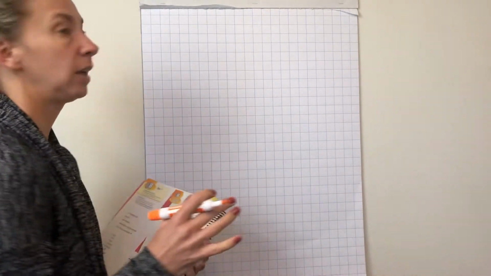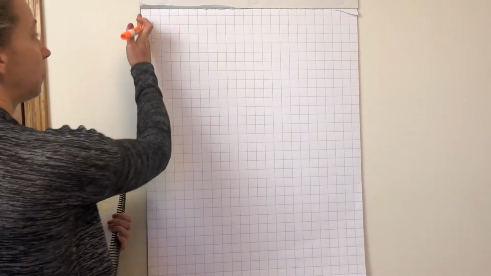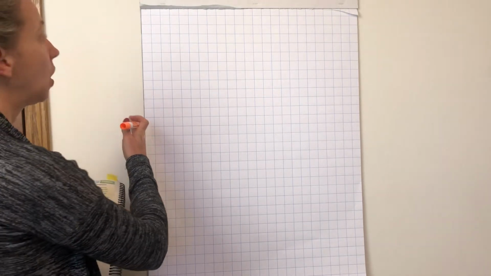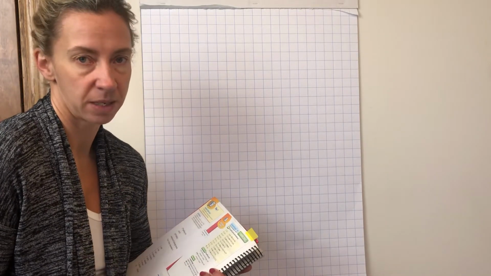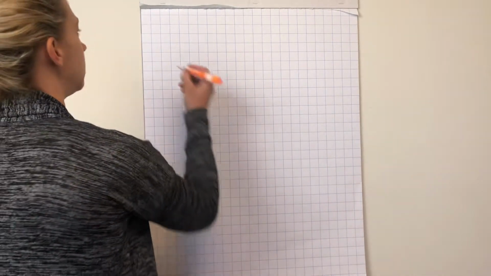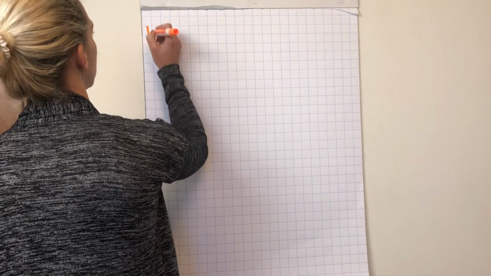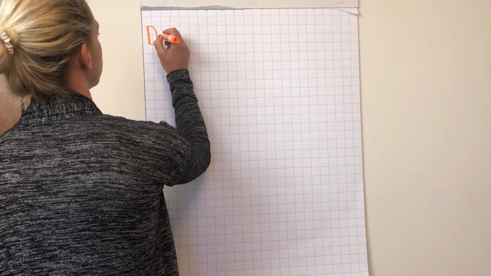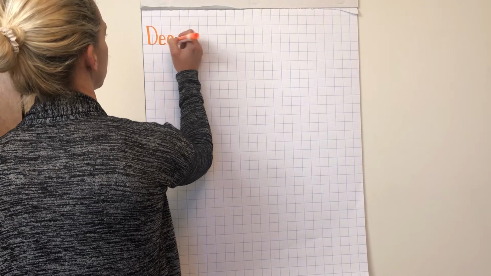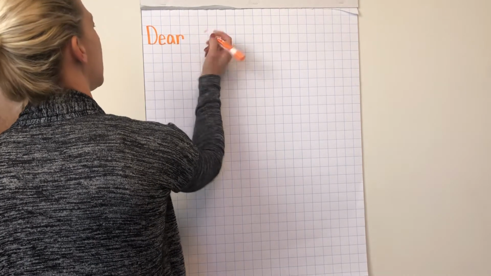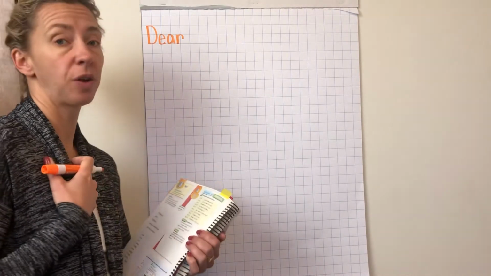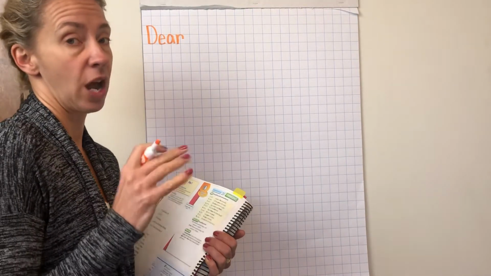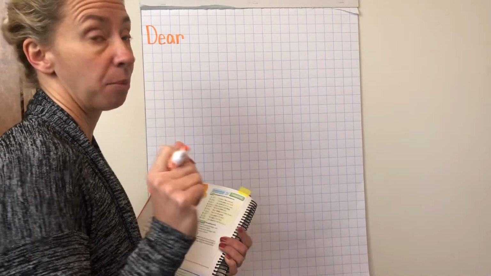When we begin our friendly letter, we always want to start off to the left-hand margin of our paper, and we want to make sure we start with our greeting. Our greeting is dear whoever we're going to be talking to. So let's write the word dear. Now you get to insert your friend's name. I'm going to choose a friend, you choose a friend, and write their name. Be sure to use an uppercase letter.